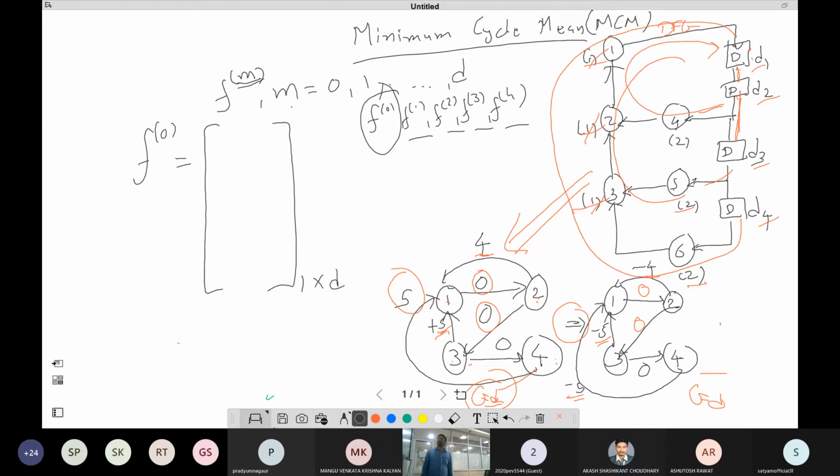Now initially I am assuming all the elements at a distance infinite, and the first element as 0. So it is 1 cross d, that means it is a 1 cross 4 column vector. So 4 elements are there, but out of 4 elements I am assuming the first one as 0 and the remaining as infinite. Okay, now this is a scenario always when you find a minimum distance.